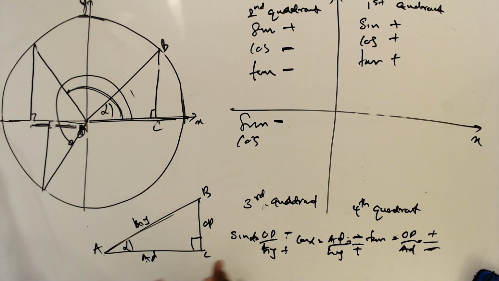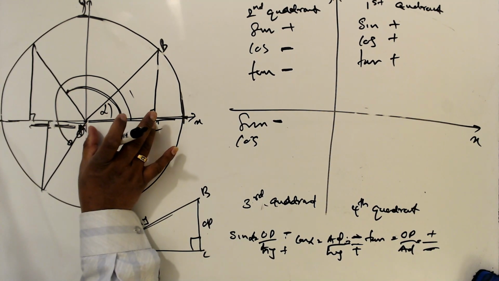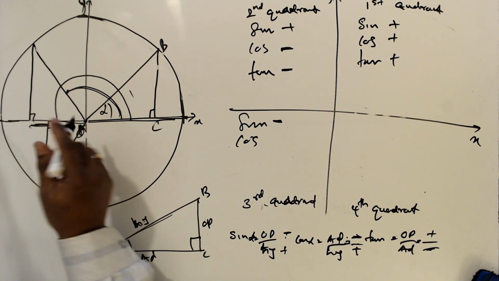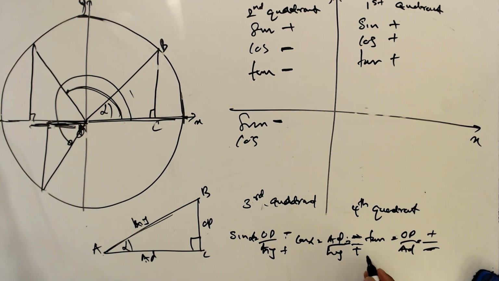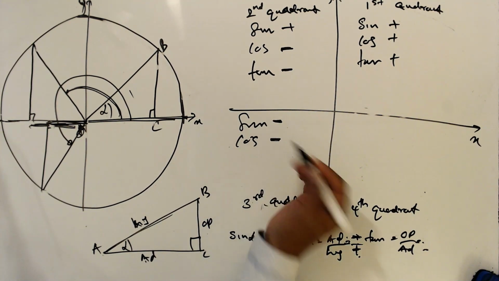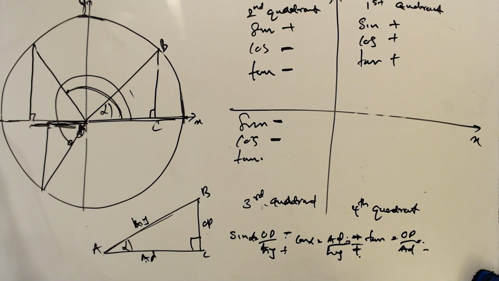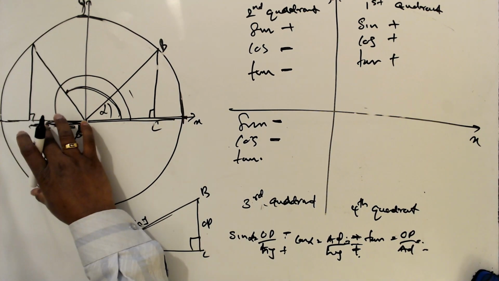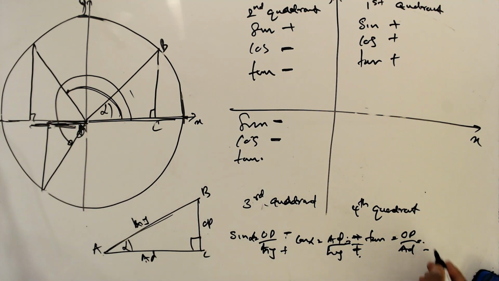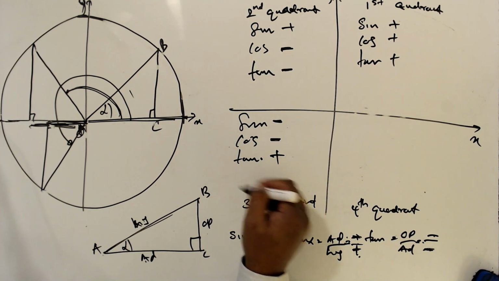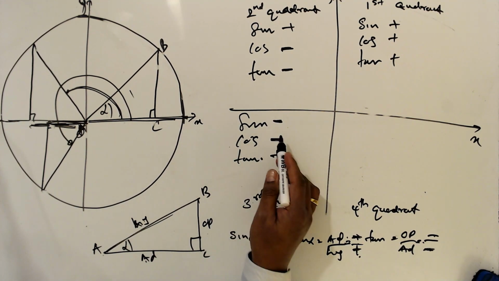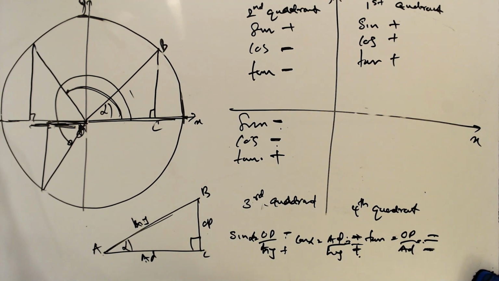So sine is negative. Let's check cos. Cos means adjacent divided by hypotenuse. This is adjacent, and you can see this length is negative. So negative divided by positive is negative. Now tan means opposite divided by adjacent. Opposite is negative, and the adjacent is also negative. Negative divided by negative is positive. It means in the third quadrant sine is negative, cos negative, and tan positive.